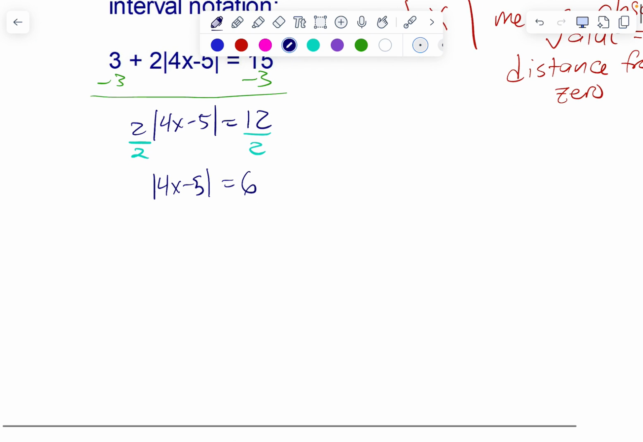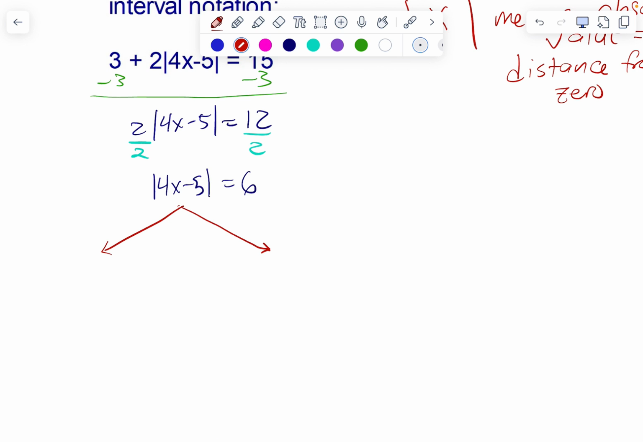All right, now we're ready to split, and we're doing both positive and the negative, or the opposite and the regular case, if you remember that language. So we take the opposite of the right side and the normal, or maybe the as written. Positive or negative, we say. And we drop the absolute value.